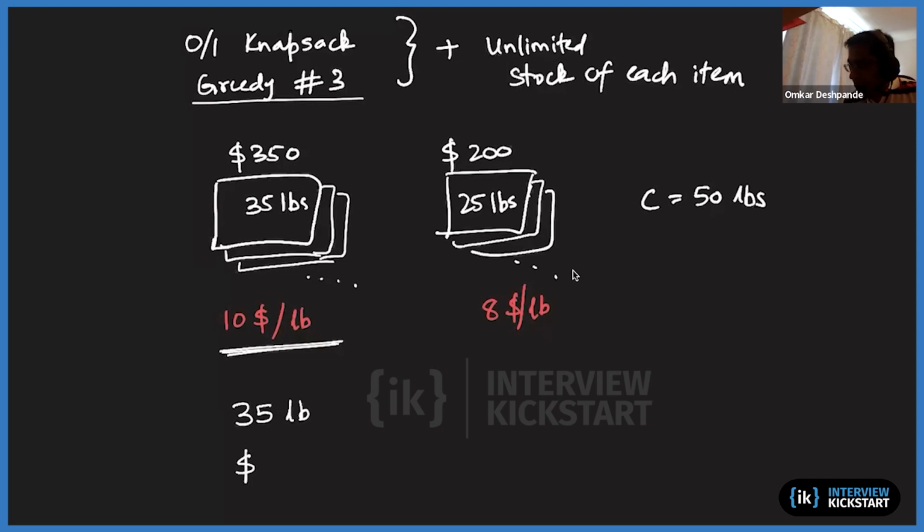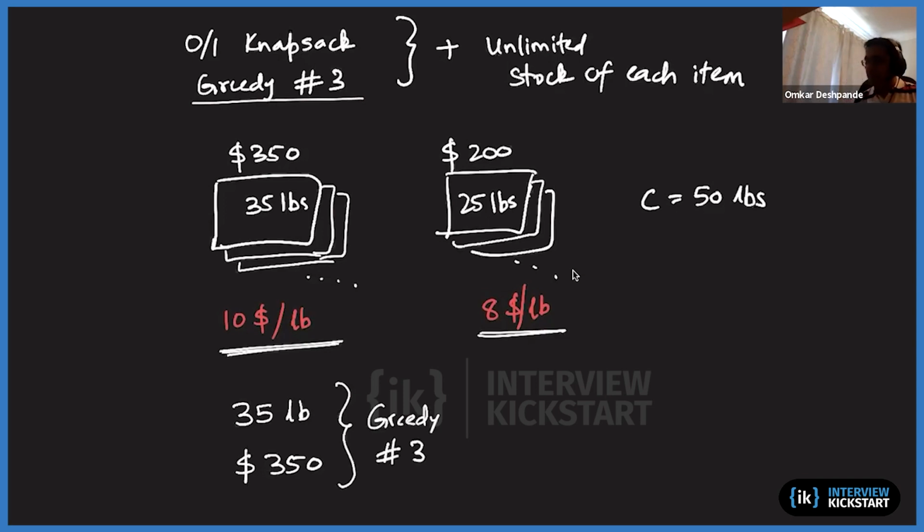So we would have $350 worth of items in the knapsack, and then we won't be able to stuff any more of this item. So we would then move to the next item, and here this item has 25 pounds weight. We don't have that much capacity in the knapsack, so we stop here. So this is what the greedy strategy would terminate on. It would give us $350 of value in the knapsack.